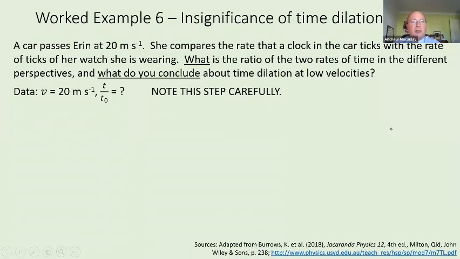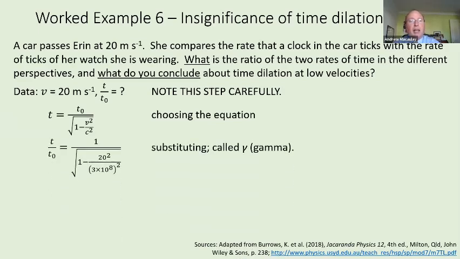Here's the first step. Data: v equals 20 meters per second. And we want the ratio of the two rates of time, so t over t0. I'll just put a note: step carefully. This is the equation that we're using. It's the funny looking thing, and we just come back to saying it's based on Pythagoras' theorem. But it relates t with t0, remember, time measured in different frames of reference.